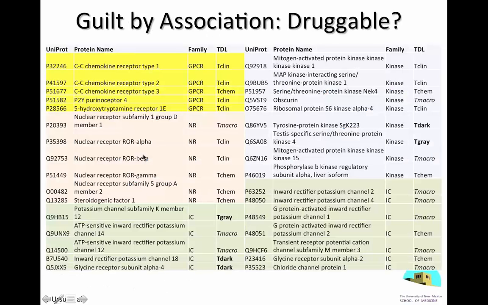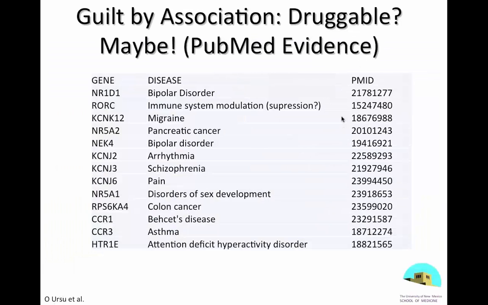So this is a list of targets that are potentially druggable from the IDG initiative. These are GPCRs, nuclear receptors, ion channels, and then kinases. And then out of this list, we manually curated even strong associations to PubMed. So we have some targets which could potentially become druggable just based on the strength of their prioritization as well as the diseases that might be relevant. So we don't know the answer to that, of course.